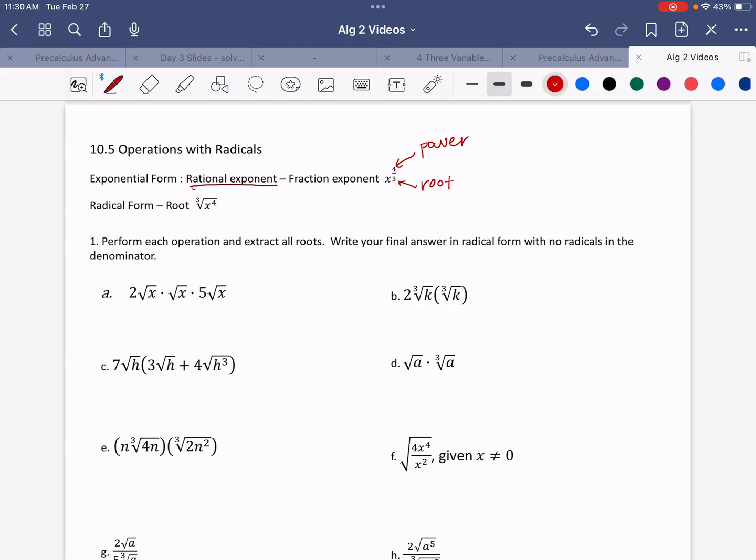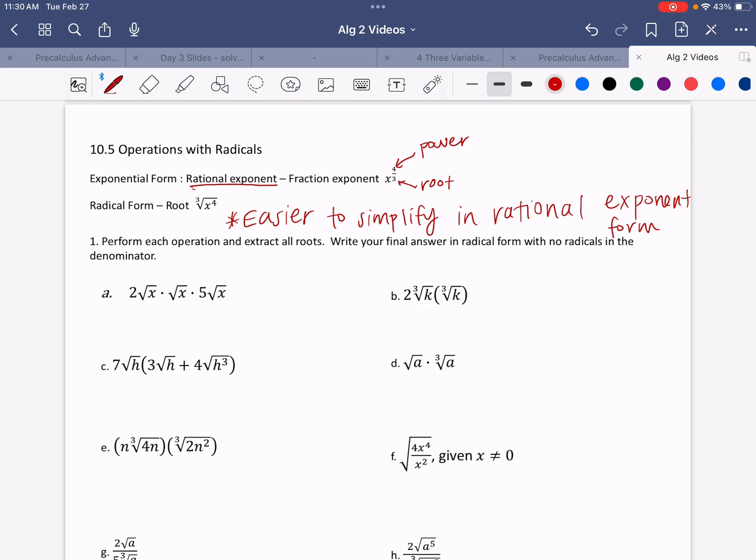So what we're going to find today, we're still going to rely on all the exponent rules from last class. And so one thing to note is that a lot of times it could be easier to simplify in rational exponent form, or exponential form. And you'll see why here in just a second.